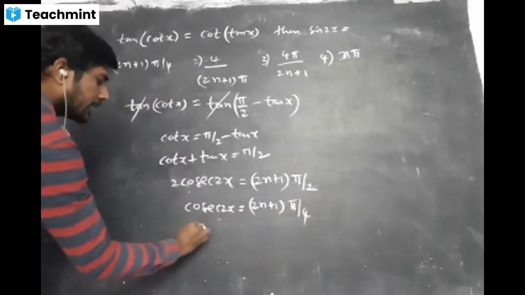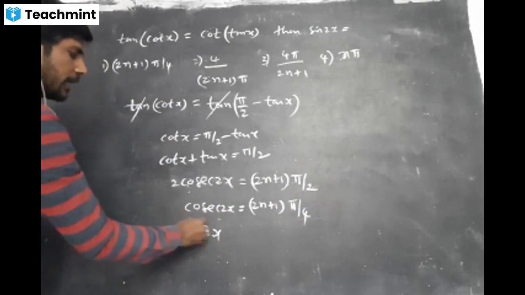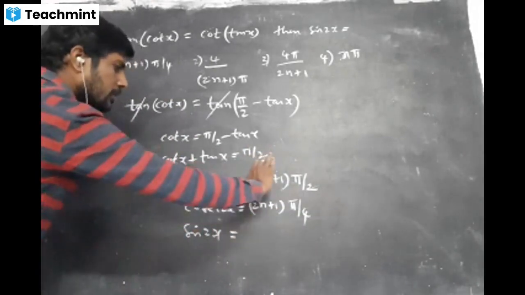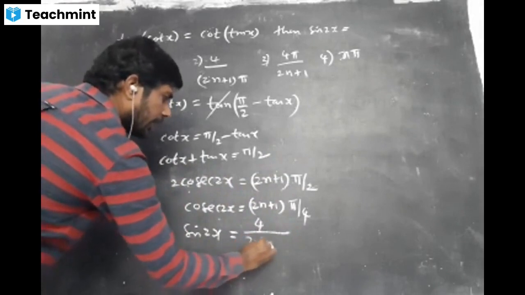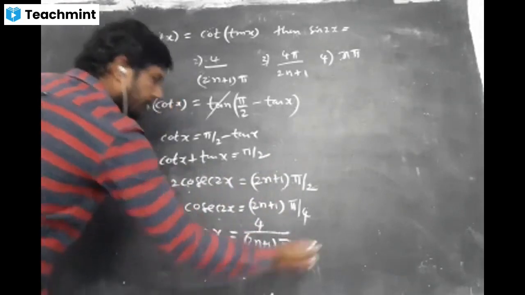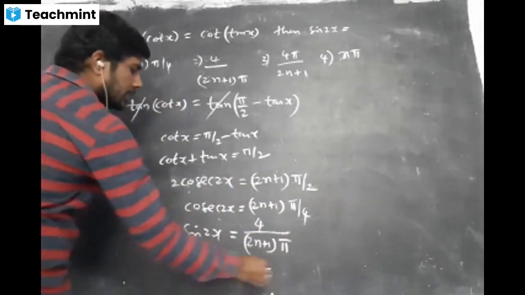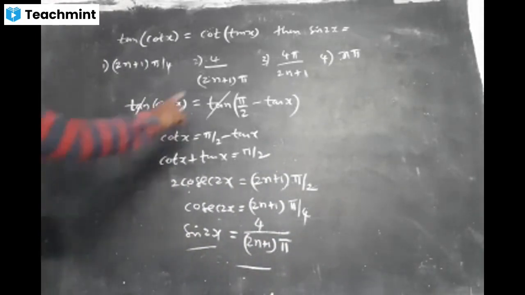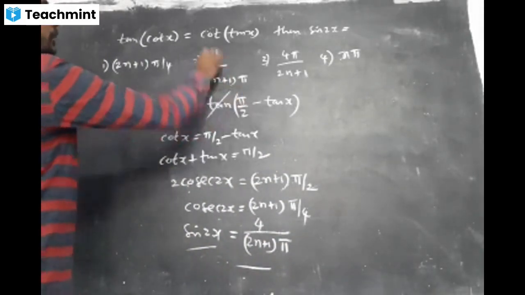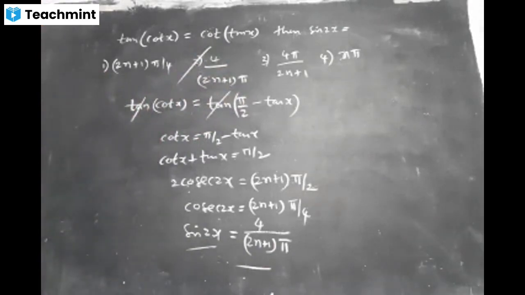So we want sin 2x. So this one is 1 by cosec 2x. So the denominator goes to 1 by, 4 by (2n plus 1) into pi. So sin 2x value is 4 by (2n plus 1) into pi.